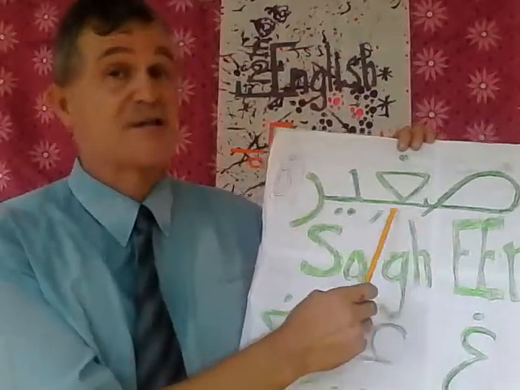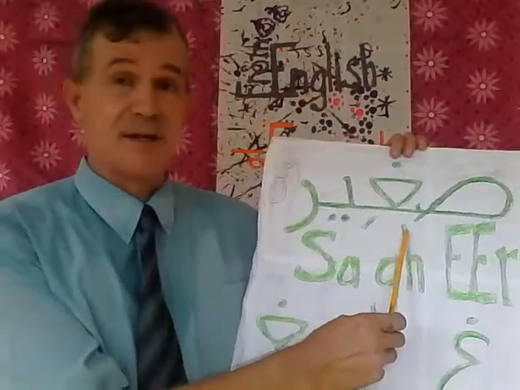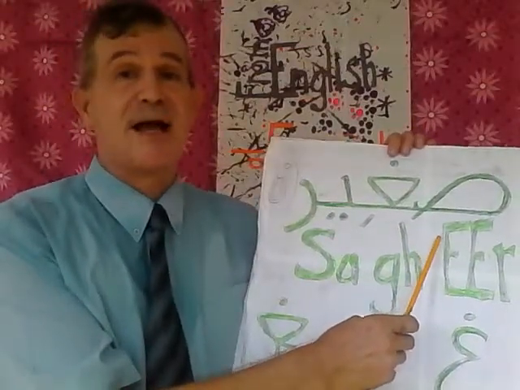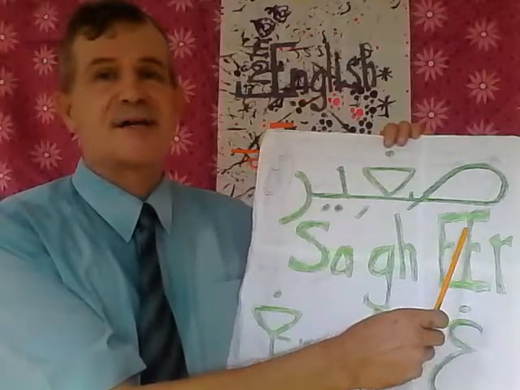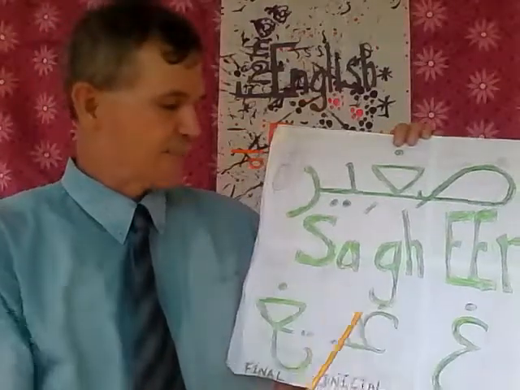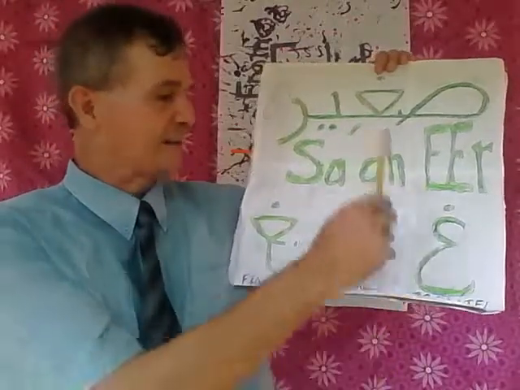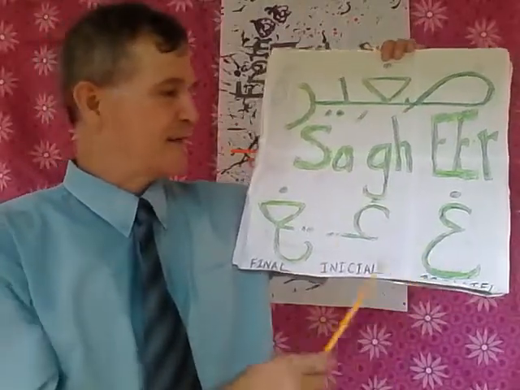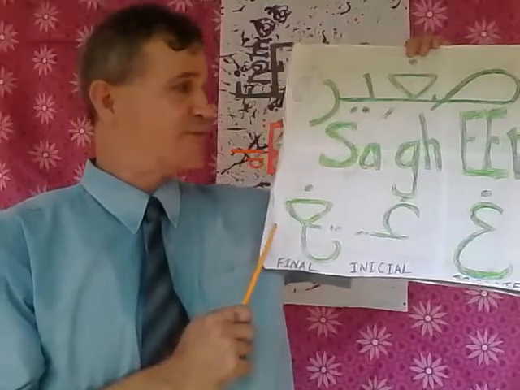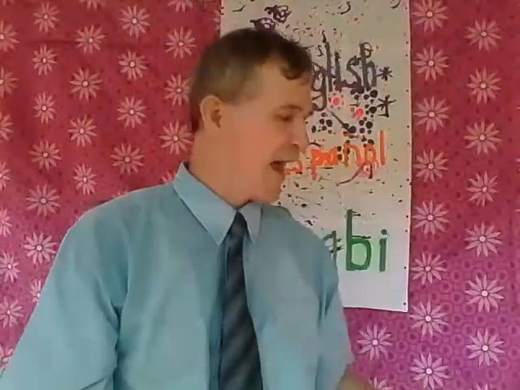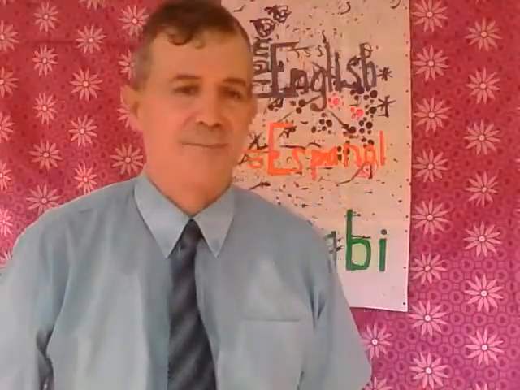And this symbol is supposed to be the ta marbuta, which we add to the end of any adjective if it modifies a feminine noun, as in like a car. In Arabic, car is sayara. Small car, sayara saghira. And this is how you see that ghayn letter in its isolated form, its initial form, and its final form, saghir.